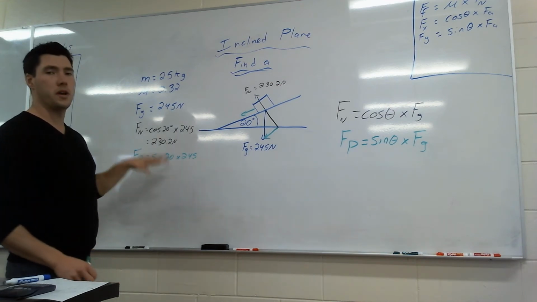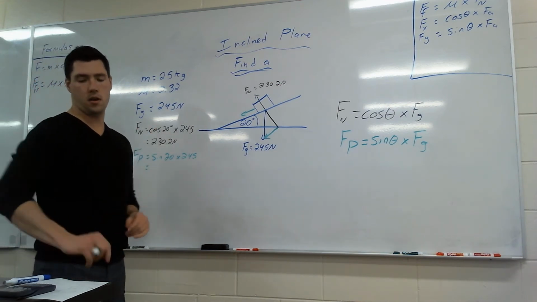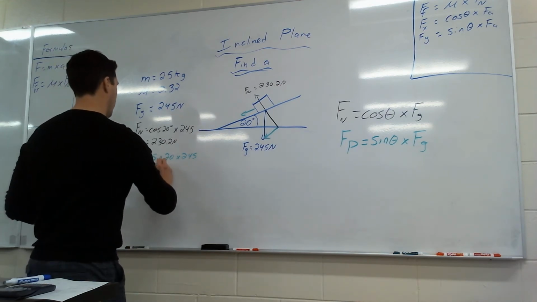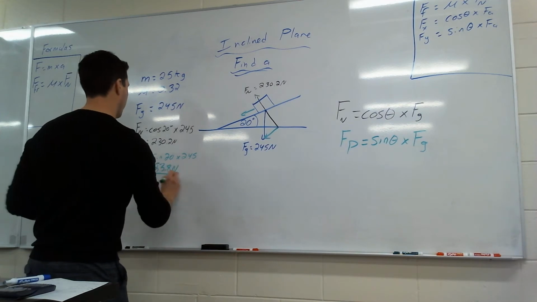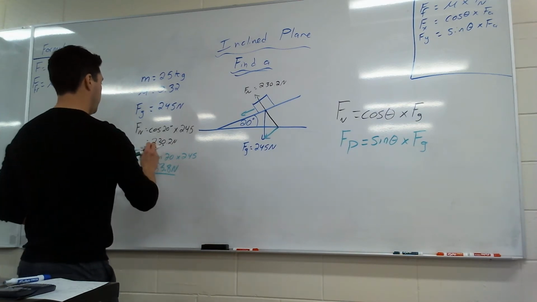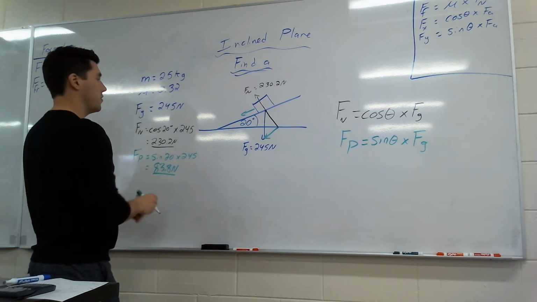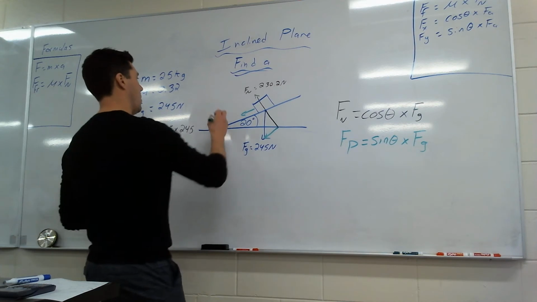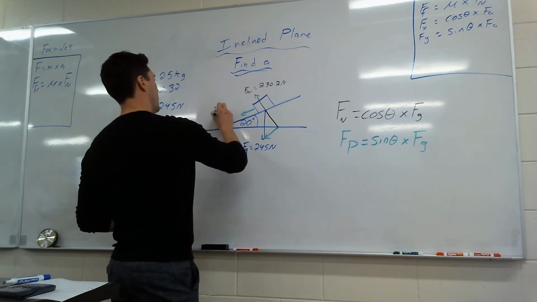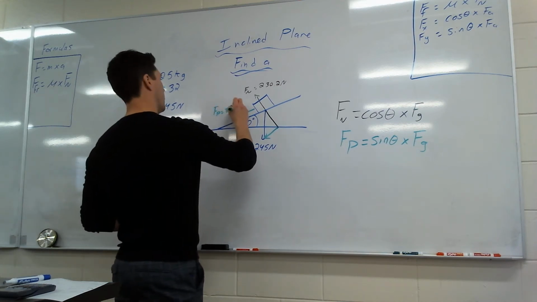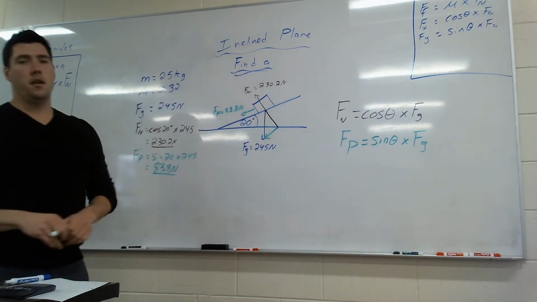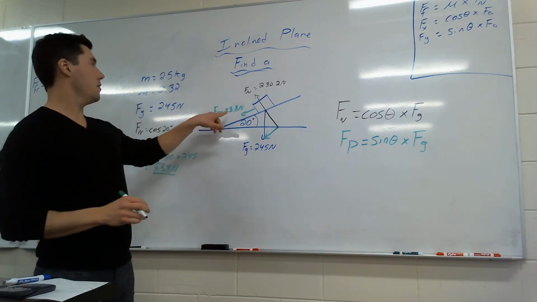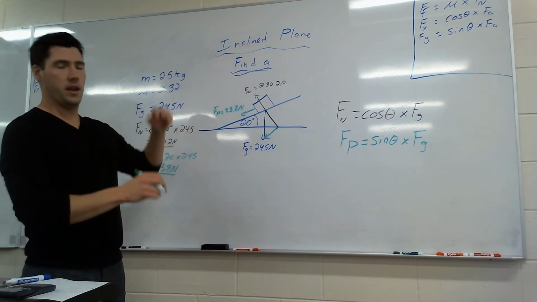So when I go sine of 20 times 245 newtons, I get something like 83.8 newtons. Okay. So that's the force. It seems like it's a force applied. That's what's actually pulling this box down. This force parallel, 83.8 newtons. Now, if I just had no friction involved in this question whatsoever, that's my actual net force. My net force is 83.8.